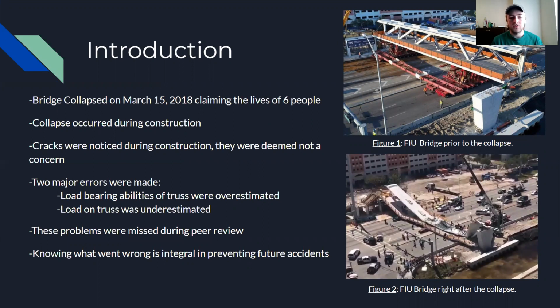The collapse occurred during construction when they were doing something called pre-tensioning one of the trusses. And the cracks at the base of the truss were noticed during construction. However, they were deemed not a concern by the different firms that were involved.